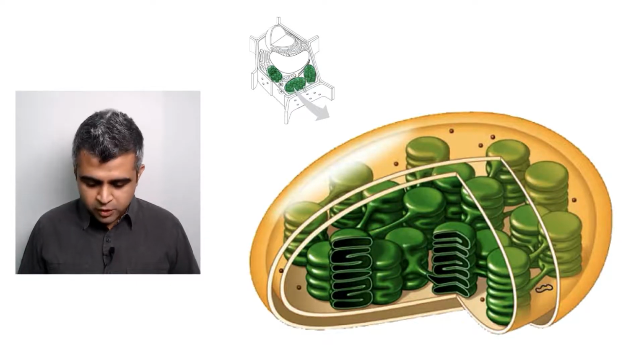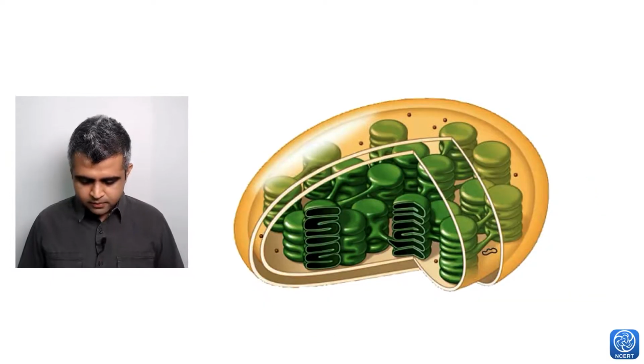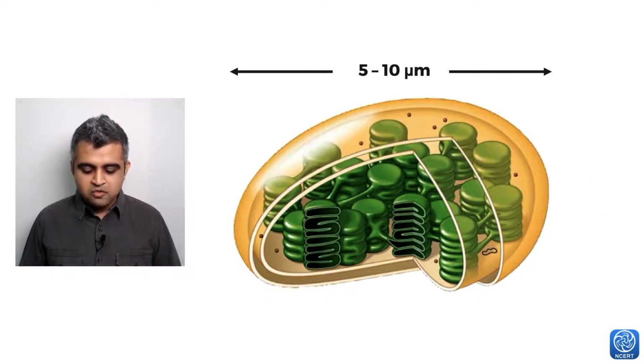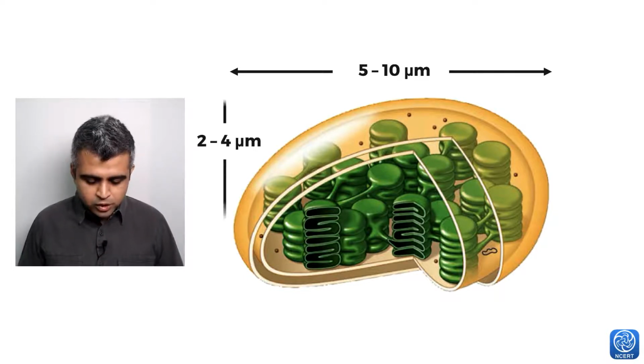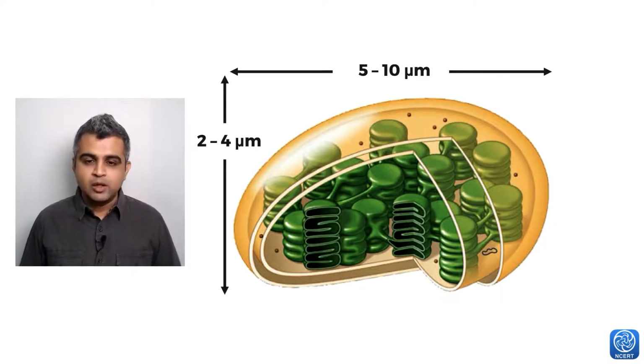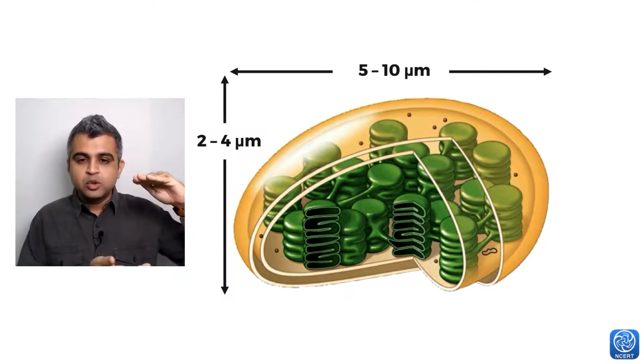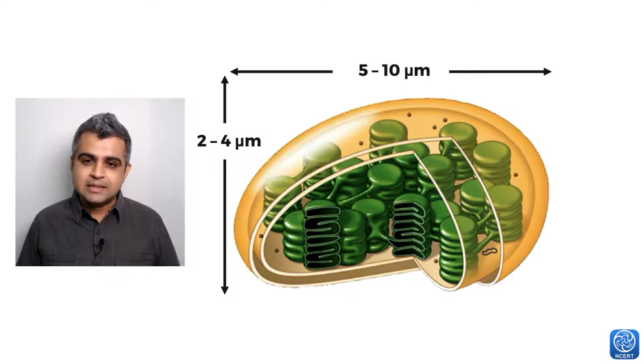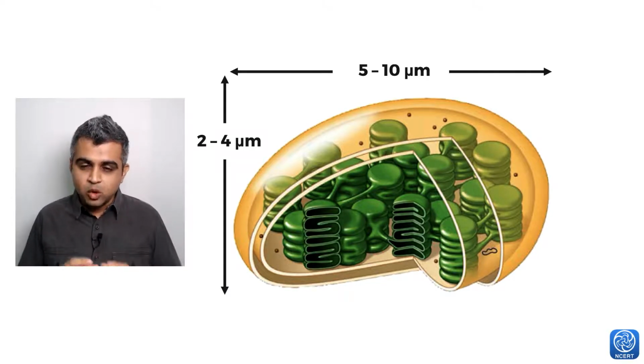If we were to take a typical chloroplast, the size is going to be about 5 to 10 microns in length and about 2 to 4 microns in height or width. So it's about 5 to 10 microns and about 2 to 4 microns. Of course, it will vary greatly in size from chloroplasts of different plants and different cells. So there is a great variety here even in the size.